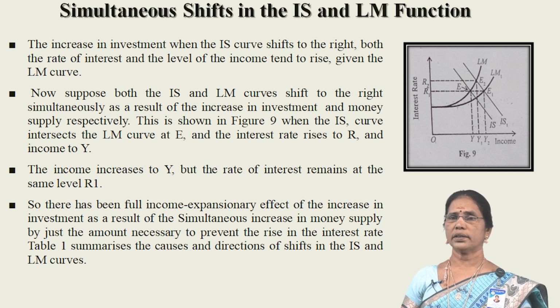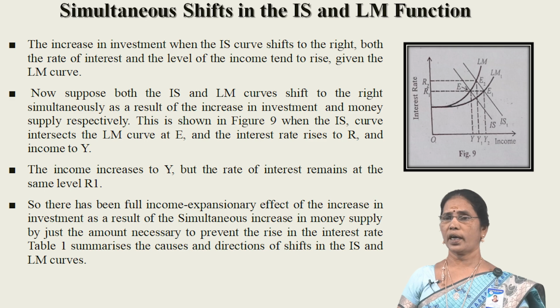Simultaneous shift in the IS and the LM function. When the IS curve shifts to the right due to an increase in investment, both the rate of interest and the level of income tend to rise, given the LM curve. Now, suppose both the IS and the LM curve shift to the right simultaneously as a result of the increase in investment and the money supply respectively. This is shown in the figure when IS intersects the LM curve at point E and the interest rate rises to R and income to Y.